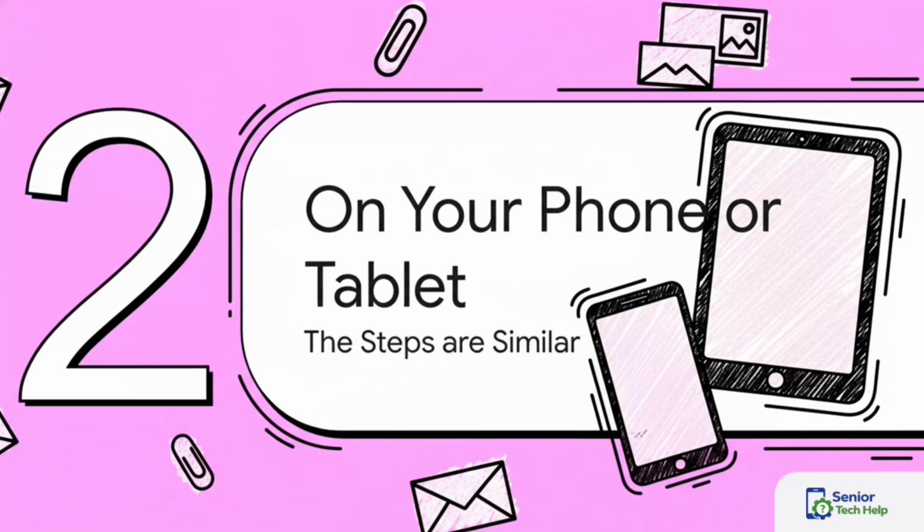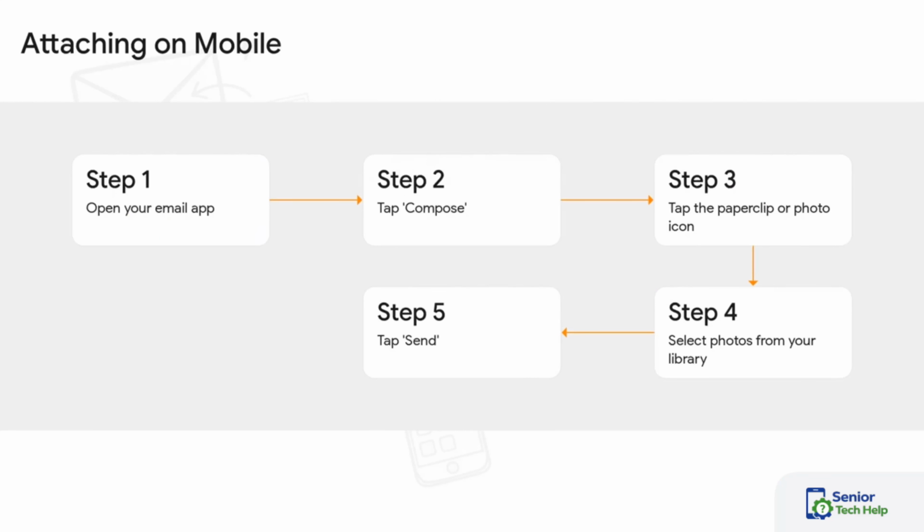So let's take a quick look at how it works on a phone or a tablet. And the best part is, the steps are very similar. The process is pretty much the same. You open your email app, you tap Compose, and you'll look for that same friendly paperclip icon. Sometimes it might look like a little picture instead. Tapping that will open up all the photos on your phone. You just tap the ones you want to share and then tap Send. It's often even a little quicker on a phone.